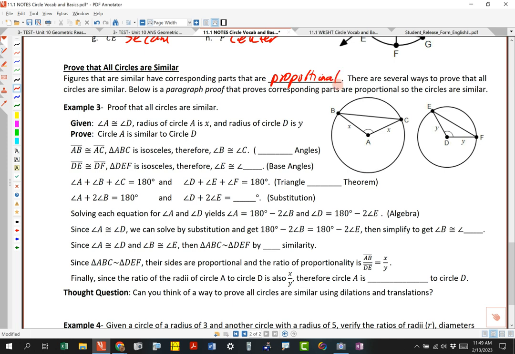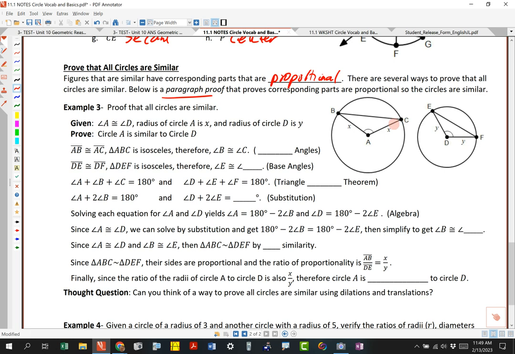And there are a bunch of ways to show that all circles are similar to each other. The only thing that's different is their size. Same shape, different size. Okay? So below is a paragraph proof. Now, we haven't done a paragraph proof. We've usually relied on two-column proofs. Those are a little bit more typical in geometry. But if you want to write out your thoughts line by line that people can follow, then that would be okay. So that's what this is.